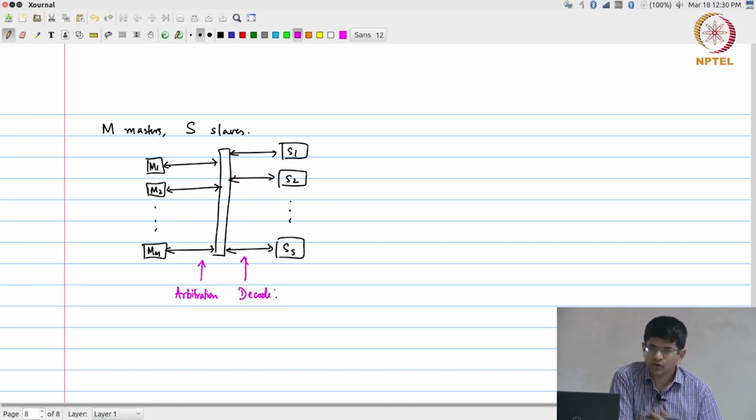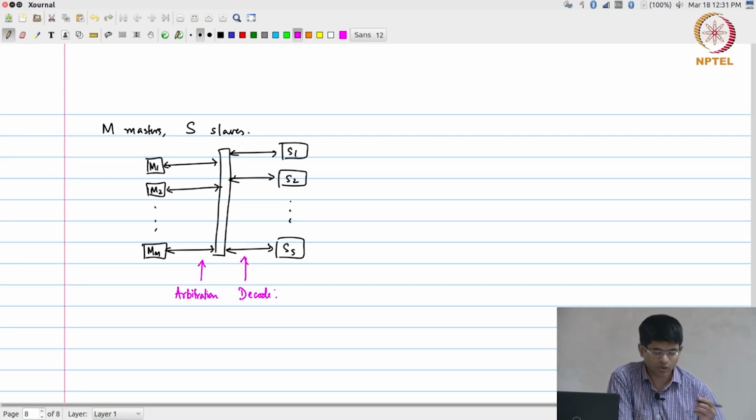Okay. Now of course comes the question, what about the efficiency, what about the throughput, what is the best communication pattern that I can actually use over here? Because the way that I have drawn this right now, it clearly shows a problem. There are m masters and s slaves. At any given point in time, how many of them can talk to each other? Only one pair.